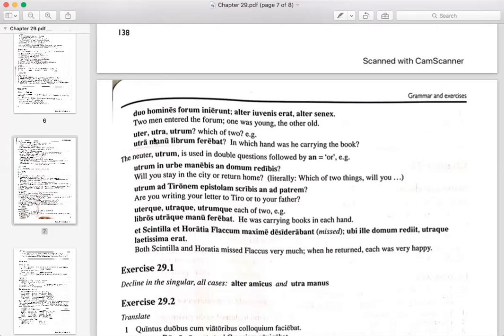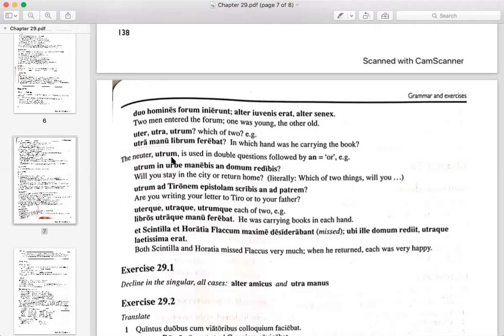Uter, utra, and utrum, which of two? So this is going to be for questions. In which hand was he carrying the book? Notice you don't have the word in in Latin, but you do have utra manu in the ablative case. So you can assume that in is going to be an acceptable translation. In which hand was he carrying the book?